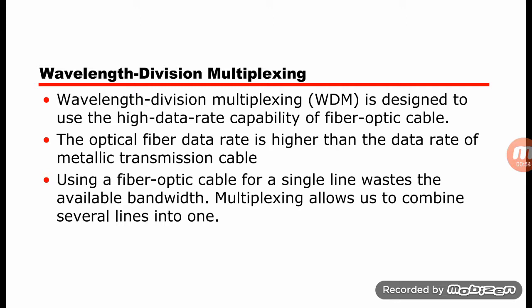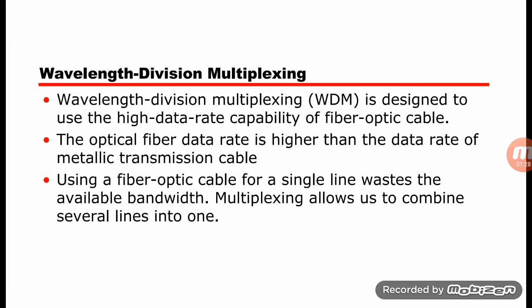Using fiber optic cable for a single line wastes the available bandwidth. Multiplexing allows us to combine several lines into one, right? So if you send just one signal in fiber optic, you are using it very inefficiently. Its capacity is this much, and you are sending only this. So they combine many so that the capacity is well used, and then they send it through the fiber optic cable. It's like you have a huge classroom that can accommodate 100 students, and you are having a class of 10 students. So you are wasting resources.